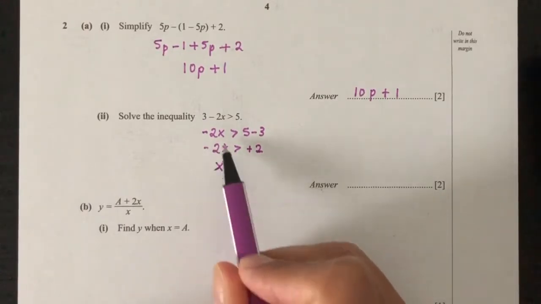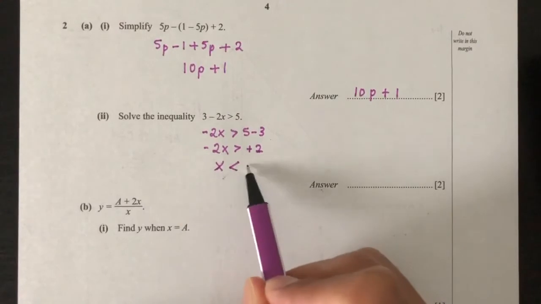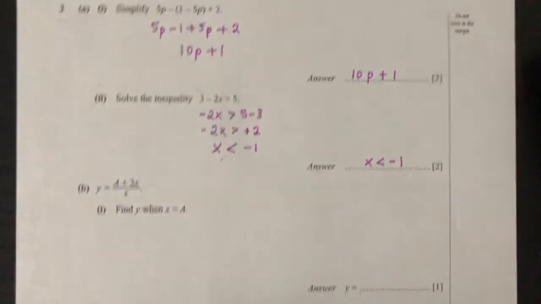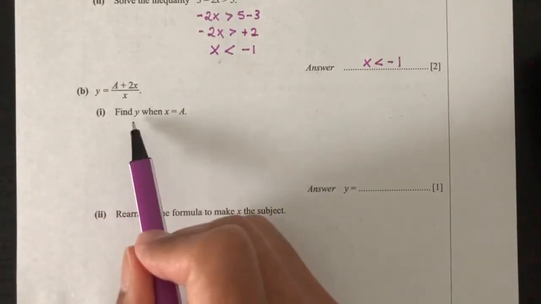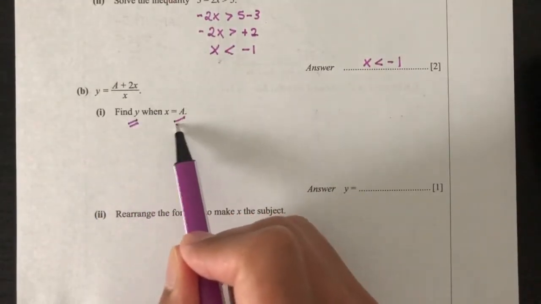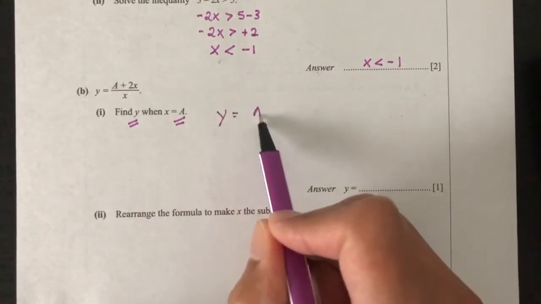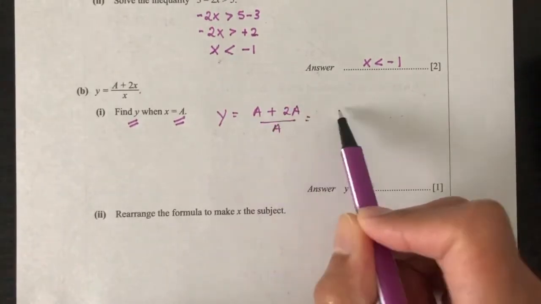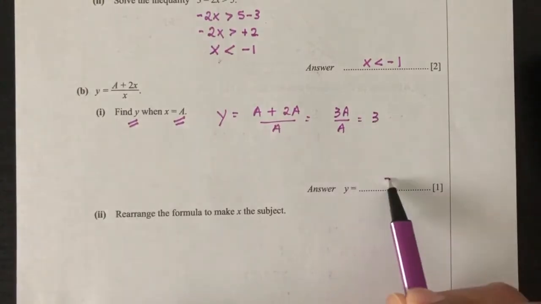So if you divide by negative, the sign will change to less. So that will become minus 1. X will be less than minus 1. Okay, now for part B, we have this equation. Find the value of y when x equal to a. So replace the value of x by a. So y will be a plus 2a divided by a, which will be 3a divided by a, which is 3.